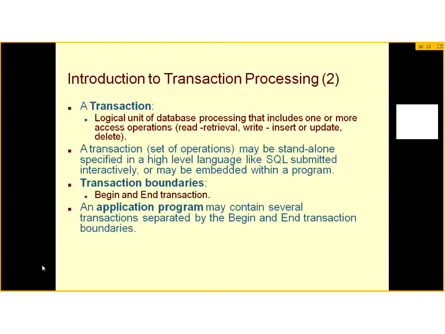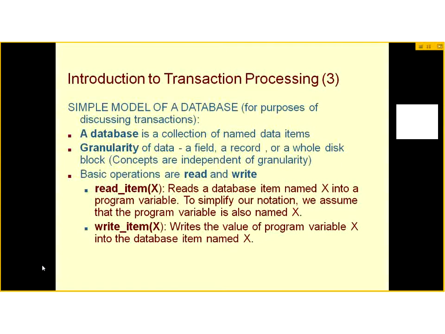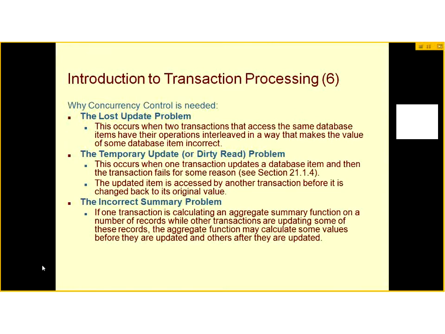Then what is a transaction, what is the difference in read, retrieval, write, insert, and transaction boundaries, begin and end transactions. And then a database is a collection of named data items. So what is the granularity of data, what do these basic operations like read and write mean. And then the problems where concurrency control is needed. I showed you in class the examples of the lost update problem, the temporary update or dirty read problem, and the incorrect summary problem.